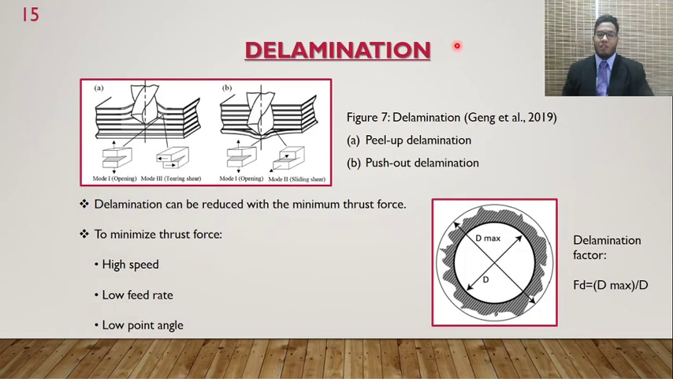Next, delamination. Peel-up delamination always occurs at the entry of the holes, and push-down delamination always occurs at the exit of the holes. Delamination can be reduced with the minimum thrust force. To minimize thrust force, most researchers suggested to machine with high speed, low feed rate, and low point angle. And this is the formula to calculate the delamination factor.